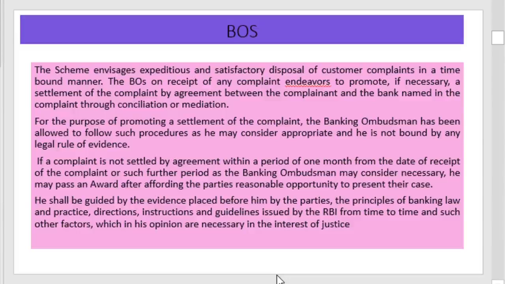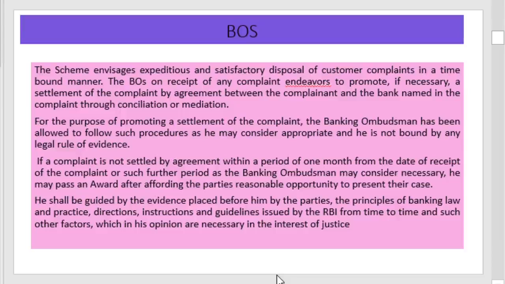For the purpose of promoting settlement of complaints, the banking ombudsman is allowed to follow such procedure as he may consider appropriate, and he is not bound by any legal rules of evidence. He can adopt his own redressal mechanism to settle the complaints. If a complaint is not settled by agreement within a period of 1 month from the date of receipt of the complaint, or such further period as the banking ombudsman may consider necessary, he may pass an award after affording the parties reasonable opportunities to present their case.